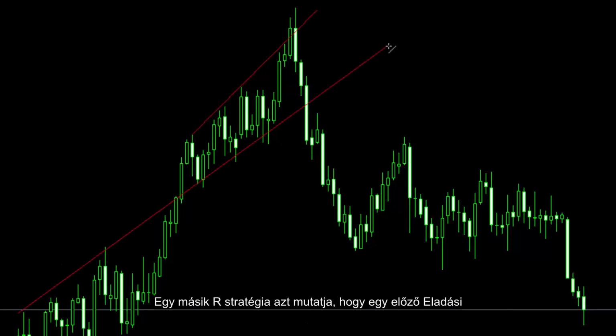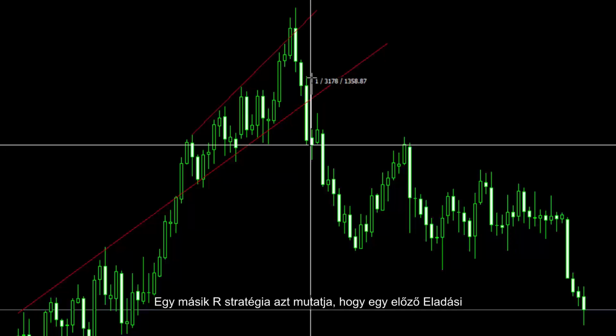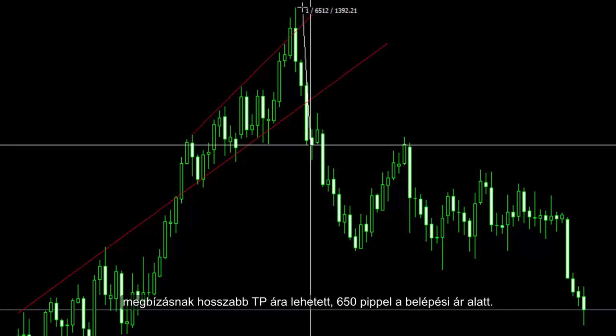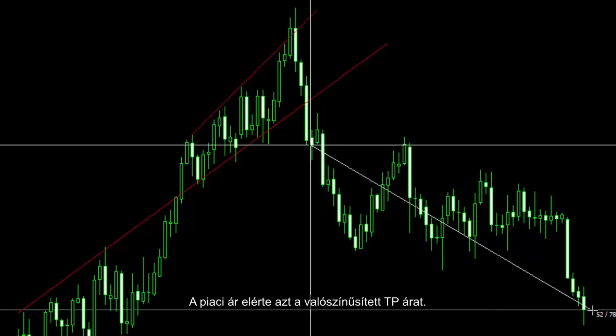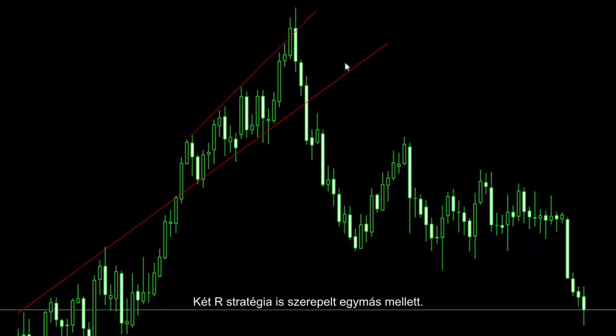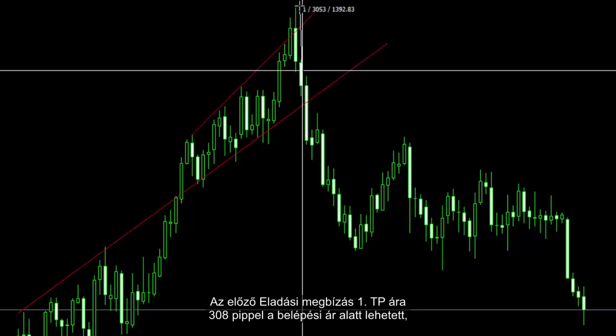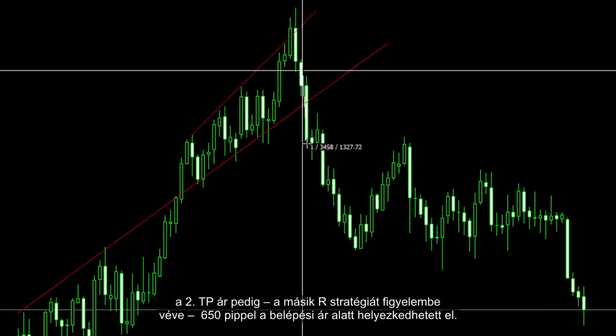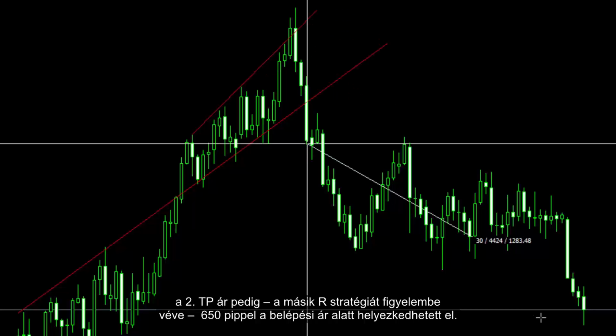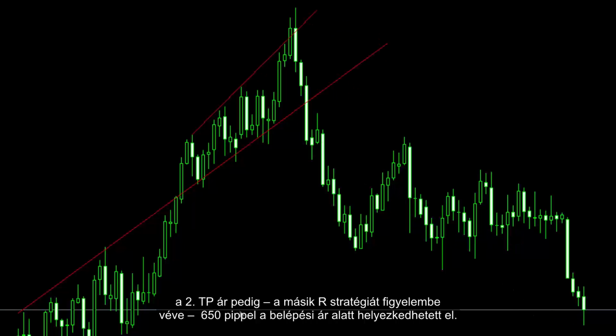Another R strategy shows the previous sell order could have longer TP price, 650 pips lower than the entry price. Market price reached the presumptive TP price. 2 R strategies alongside each other. A trader could place a buy order over the long resistance line when a bullish engulfing candle has formed. The first TP price of the previous sell order could be 308 pips lower than the entry price, and the second TP price, considering the other R strategy, could be 650 pips lower than the entry price.